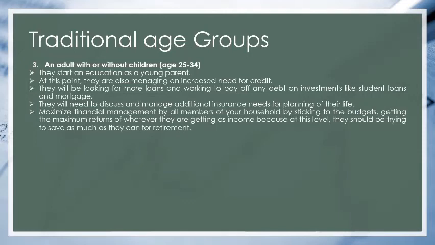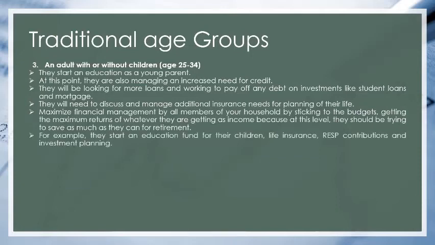Maximize financial management by all members of your household by sticking to the budgets and getting the maximum returns on whatever they are getting as income, because at this level, they should be trying to save as much as they can for retirement. For example, they start an education fund for their children, life insurance, RESP contributions and investment planning.